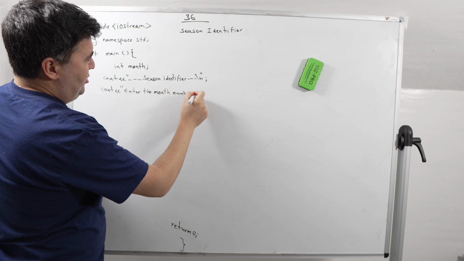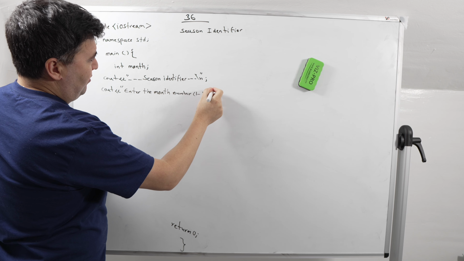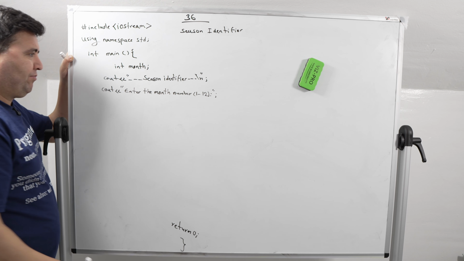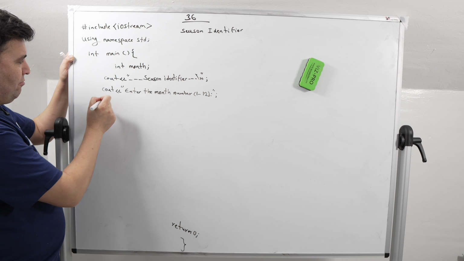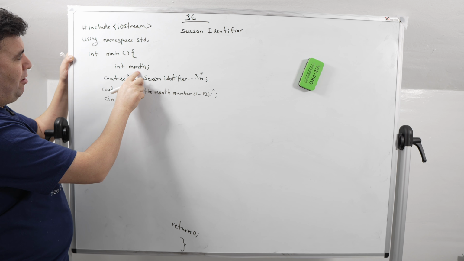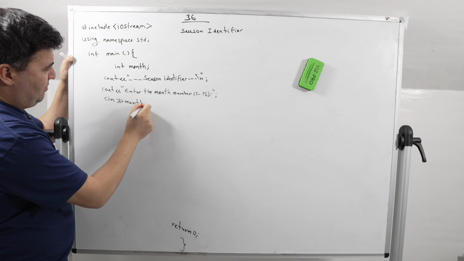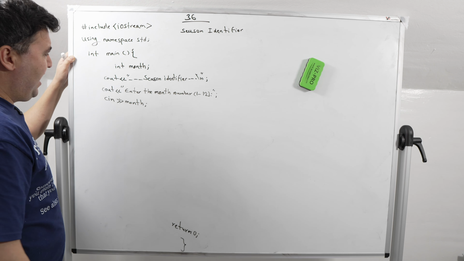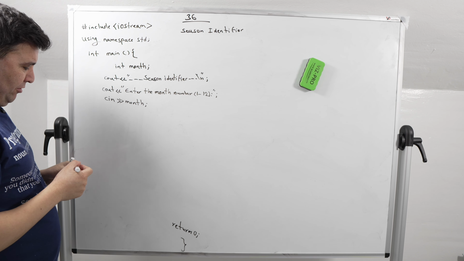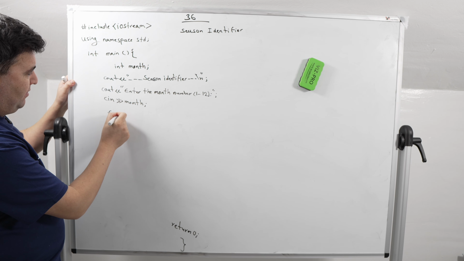And inside quotation, inside parentheses, I will put 1 to 12, quotation, semicolon. And now we store that month number inside the variable month, which we declared here. Okay, great. And now we need to switch this month variable. So I use switch statement here.